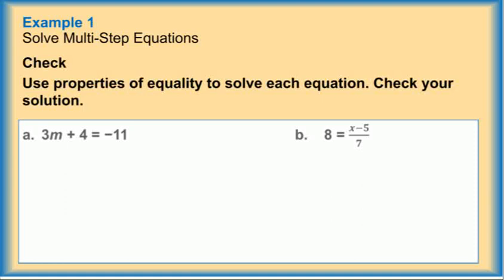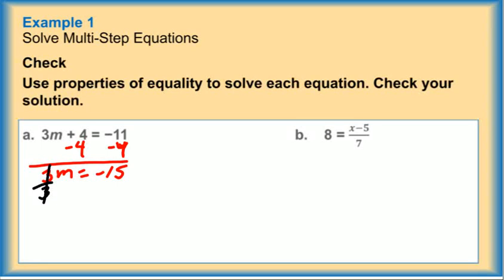Here I have 3m plus 4 equals negative 11. I need to solve for m. So the opposite of adding 4 is subtracting 4. When I subtract 4, I'm left with negative 15 on the right-hand side, and I'm left with 3m on the left-hand side. Now the opposite of multiplying by 3 is dividing by 3.